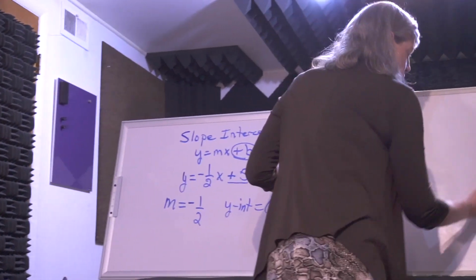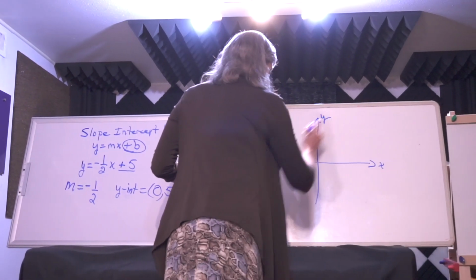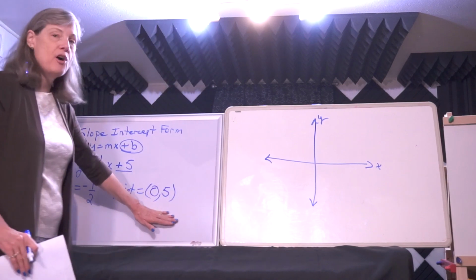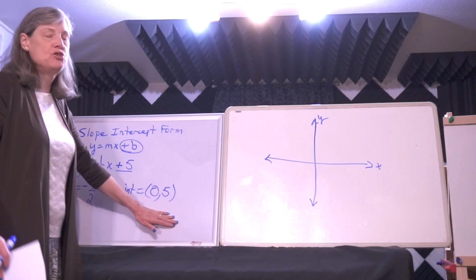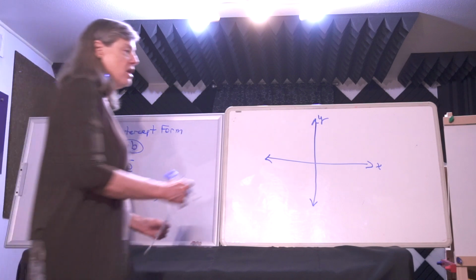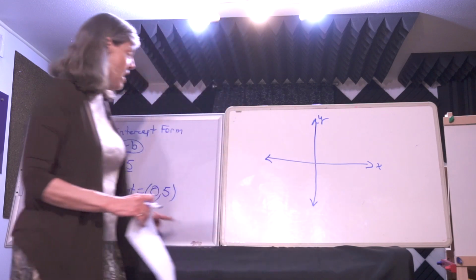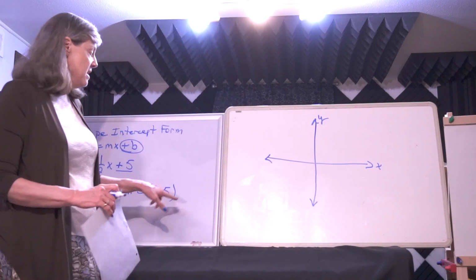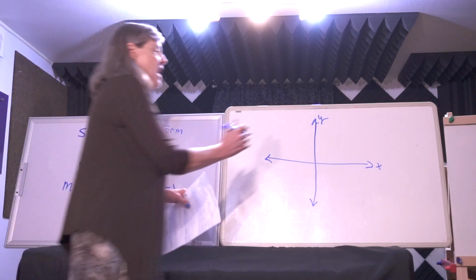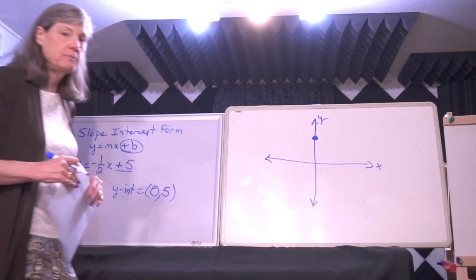So, first thing we need to do is graph our y-intercept point. And that is just exactly like graphing points that we've been doing all along. So we start at the origin. We do not go left or right because our x is 0. And in this case, we're going to go up because our y is positive. And we're going to go up 5. And there is our intercept point.